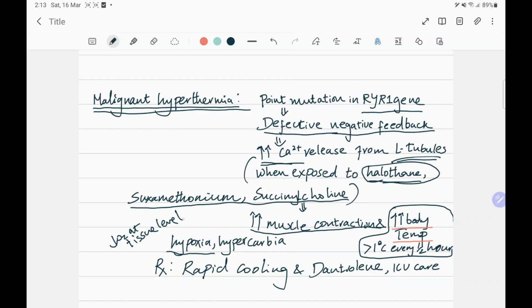Okay, low oxygen at the tissue level. Hypercarbia means increased CO2 levels. Just think like more CO2 at the tissue level, and this muscle contracts a lot. Because of the defective ryanodine receptor, you'll release a lot of calcium, lots of cross-bridge cycling takes place, and movement generates heat. So you will develop a lot of body heat, a lot of body temperature increase. And it would be rapid. It will be more than 1 degree Celsius temperature rise every half an hour. This is dangerous. When this happens, you have to immediately stop the exposure to the offending agent.